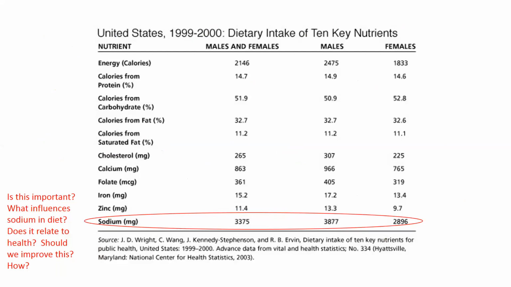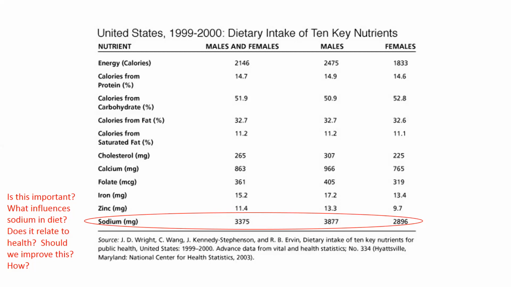This is looking at 10 key nutrients, so both macro and micronutrients. It's a little bit outdated, unfortunately, especially for sodium, which I have circled, but it has not changed too much. So hopefully you know that the recommendation for daily sodium is less than 2,300 milligrams. So clearly we on average consume more than that. This is, again, data from NHANES.